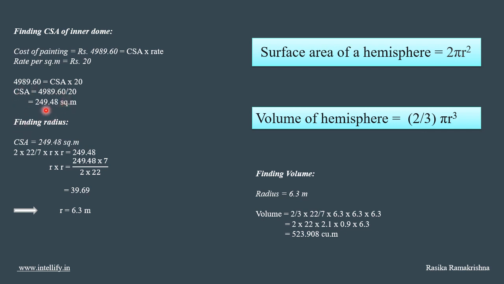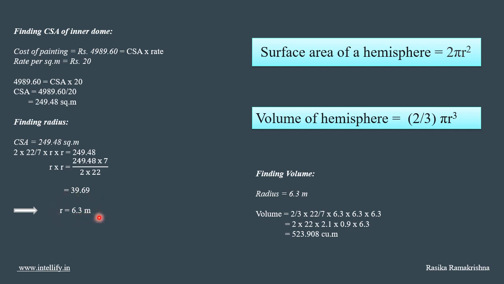Now that you have the CSA, you can find the radius. Note that the curved surface area of a hemisphere is given by 2 pi r square. So CSA is equal to 249.48 equal to 2 pi r square. So 2 into 22/7 into r square is equal to 249.48. So r square is equal to 249.48 into 7 divided by 44, which is going to be 39.69, which implies r is equal to 6.3 meters.